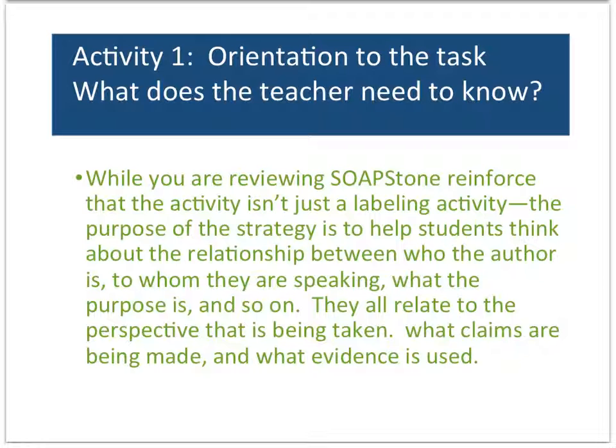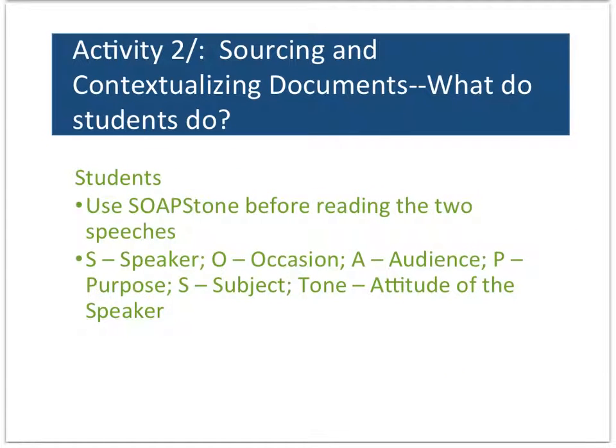So the first thing you have to know as a teacher is that you need to remind students that if they're doing the SOAPStone activity, it isn't just a labeling or a fill-in-the-blank activity. You're really trying to help students think about the relationship between who the author is, to whom they're speaking, what the purpose is, and so on. These all relate to the perspective that's being taken in this particular document, and perspective is something that historians rely on when they're trying to interpret history. So you're thinking about what claims are being made and what evidence is used.